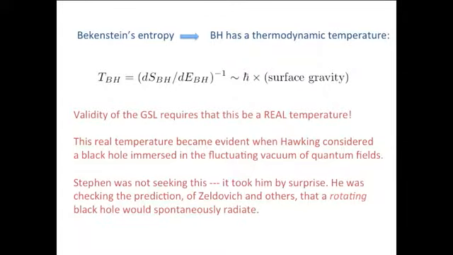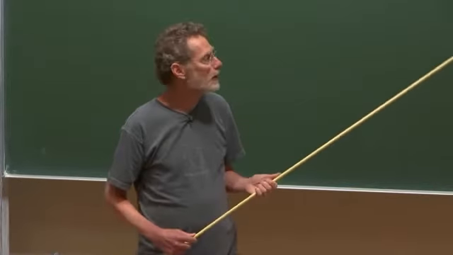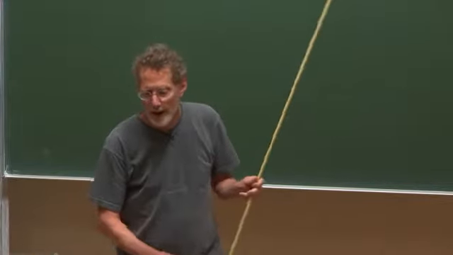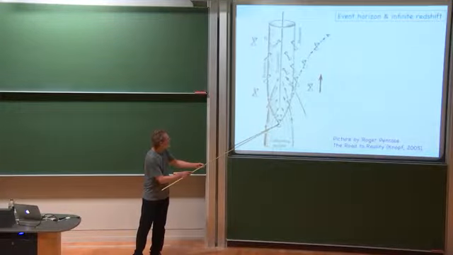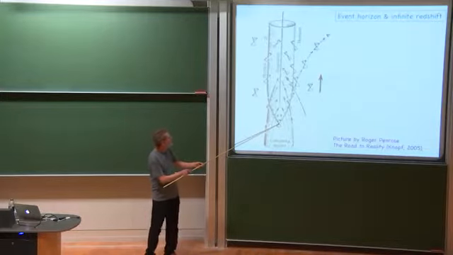But Stephen was not trying to check the generalized second law. He had a totally different agenda at that moment. He was trying to check the prediction of Zeldovich and others that a rotating black hole would spontaneously radiate by a pair creation process and radiate away its angular momentum. But then he discovered by accident this Hawking effect. So what is this Hawking effect? Here's a picture that I like from Roger Penrose's hand, a space-time diagram of the collapse of matter to form a black hole. And here's the matter. Here's the last light cone that's not trapped.